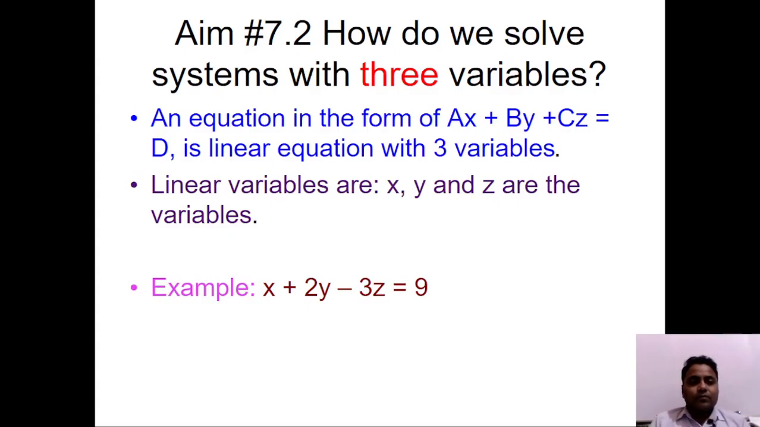Now here we have to see how we solve a system with 3 variables. An equation in the form ax plus by plus cz equals d is a linear equation with 3 variables. x, y and z are the variables. Example: x plus 2y minus 3z equals 9.